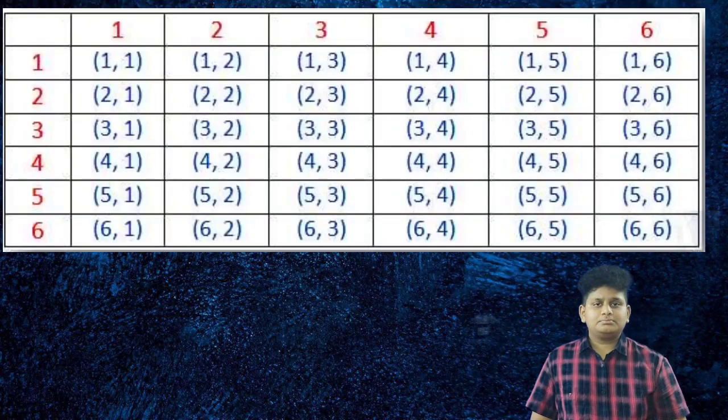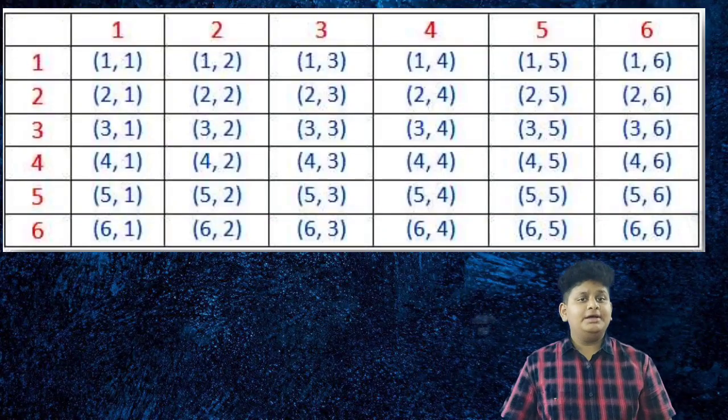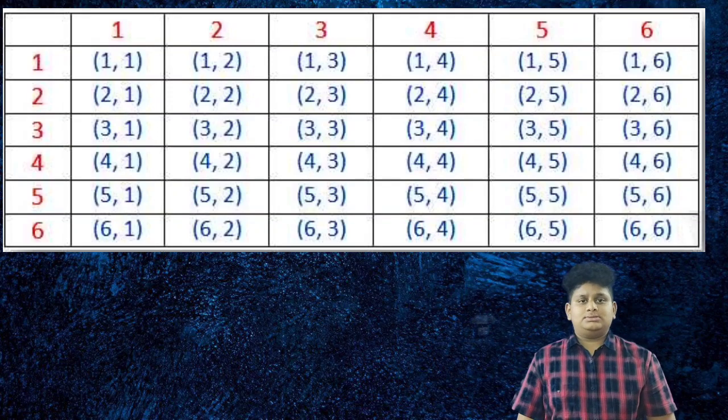That's correct. Some of you may be thinking, if you roll 1 dice, there are 6 possibilities, then if you roll 2 dice, there are 12 possibilities. But that's wrong. When you roll 2 dice, there are 36 possibilities. If you want to know what those possibilities are, you can see here. These are the outcomes obtained when you roll 2 dice.